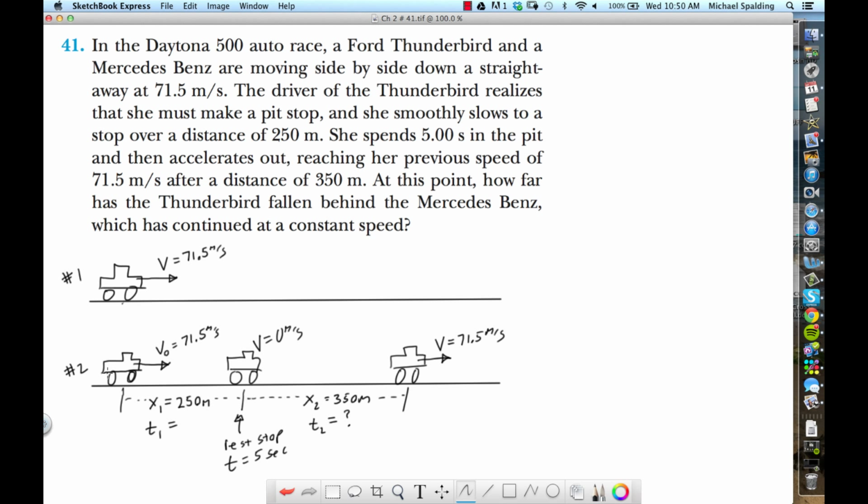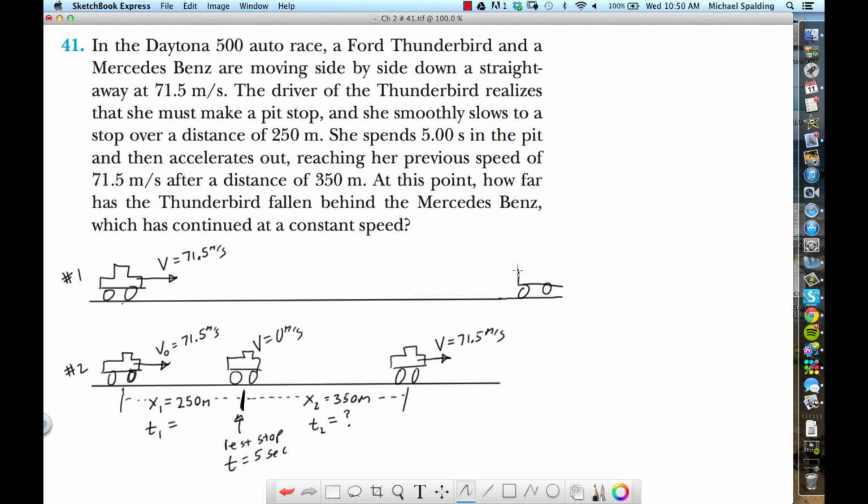So this is going to be the Thunderbird. Car number 2 is going to be the Thunderbird. What she does is she slows down, comes to a stop, comes to a pit stop, and takes a rest for 5 seconds, and then accelerates again back out of her rest to the velocity that she had before, which is 71.5. Now the whole time that this driver was slowing down, stopped, and then speeding up again, car number 1 just kept moving at 71.5 meters per second. So at the end of this, car number 1 is going to be ahead of car number 2.